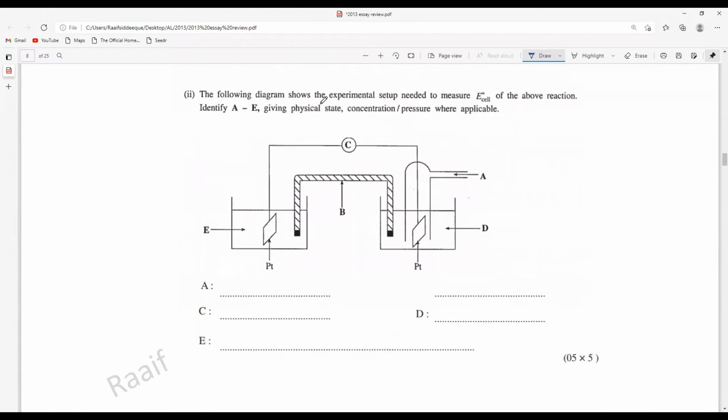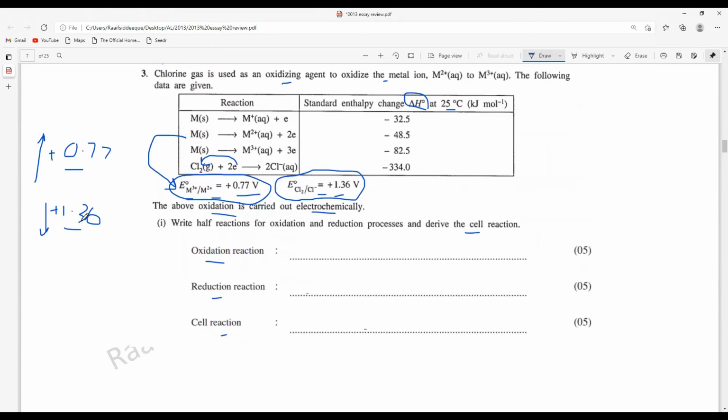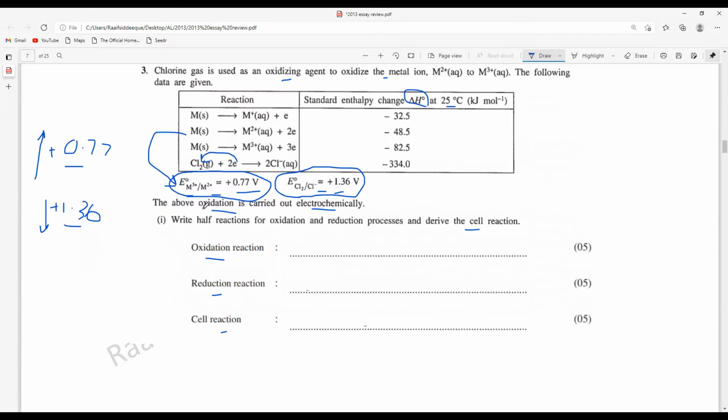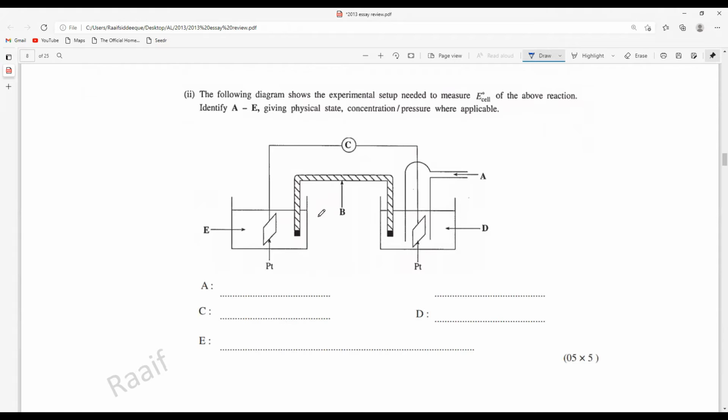And the next thing is the following diagram. So this is the expected electrochemical cell which I have already drawn. When you read this, automatically you should be able to draw it. But here they have given the drawn diagram and they are asking what these are. So A, you should understand, is the chlorine electrode and this is the redox electrode. So this should be Cl2 gas at 1 atm and 25 degrees Celsius.